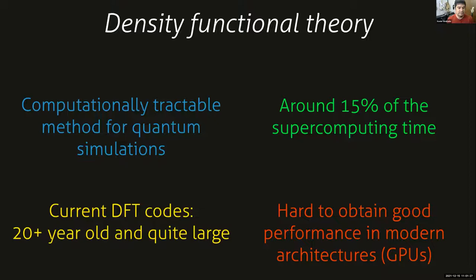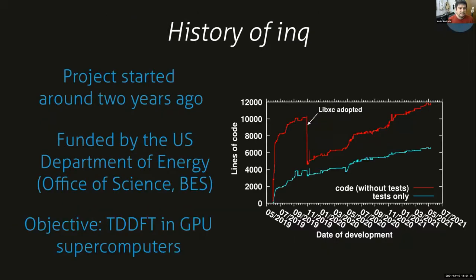And as such, there are a lot of different DFT codes. Most of them were developed around 20 years ago, and they're in general quite large codes with a lot of legacy. And it's hard for this code to obtain good performance in modern architectures, in particular in GPUs, because languages and everything has evolved, and you have a very large code that you have to adapt, and this is not an easy thing to do.